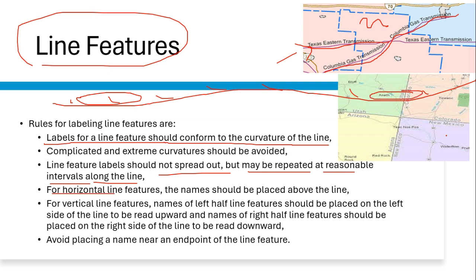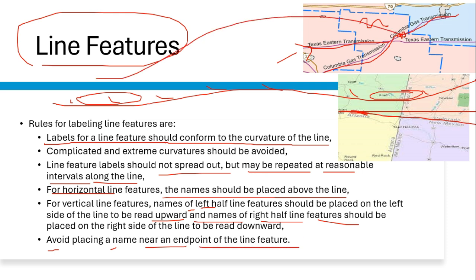And for horizontal line feature, the name should be placed above the line. And for vertical line feature, names of the left half line feature should be placed on the left side of the line to be read upward, and names of the right half line feature should be placed on the right side of the line to be read downward. And avoid placing a name near an end point of the line feature. Suppose if line is ending and this is end of the paper and map, so you should not place label at end of this line.